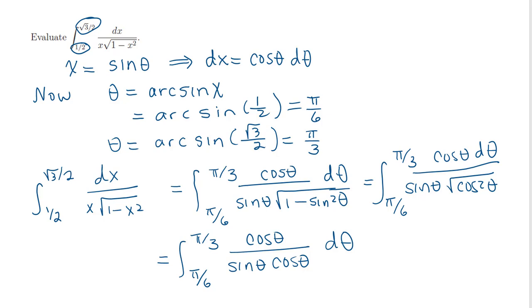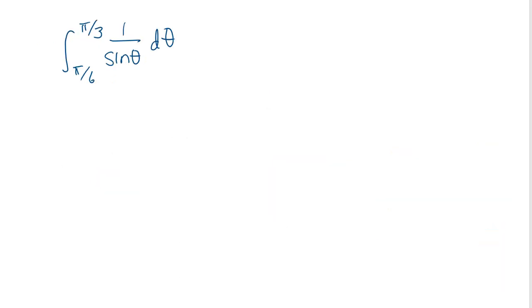Looking at this, you get to now see that the cosines cancel, and we can write this as the integral from pi over 6 to pi over 3 of 1 over sine theta d theta. And what is 1 over sine theta? Well, that is cosecant theta d theta. Now we are ready to integrate.